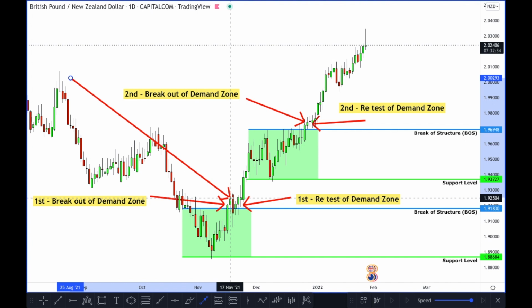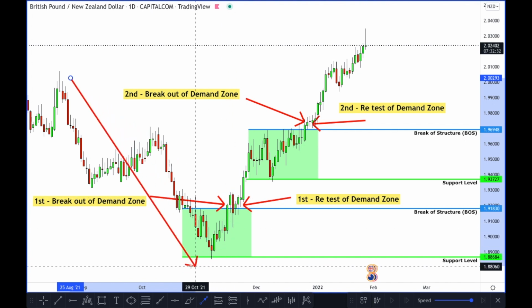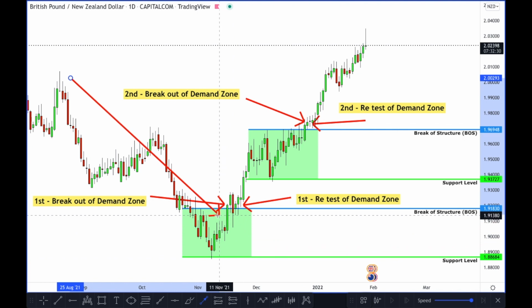And they would have been looking for continuation. Of course, their stop loss would have been below this level here, and they would have been looking to hold this trade long term for a good buy setup.